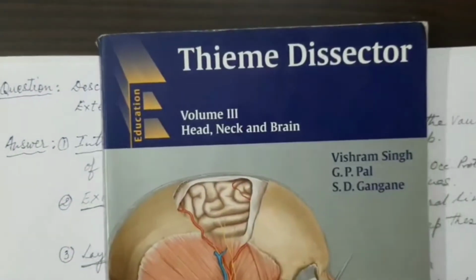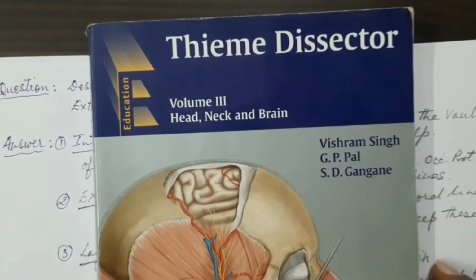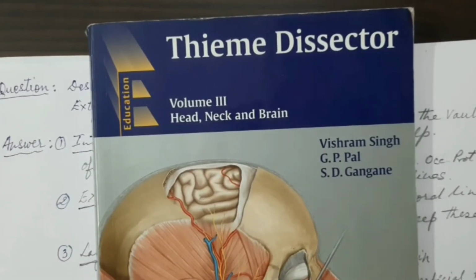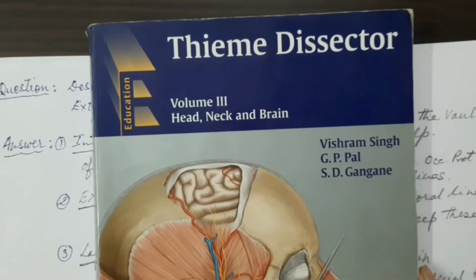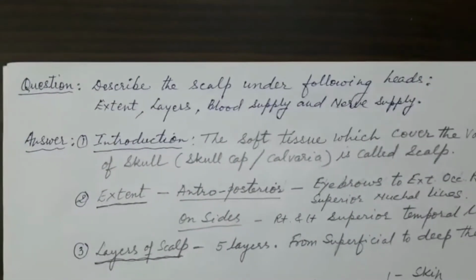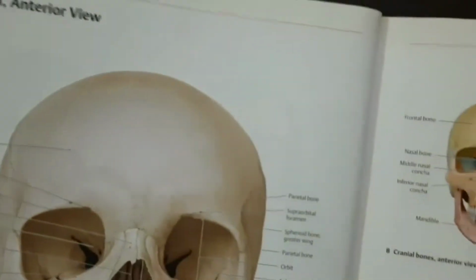For this I will use this Thieme dissector, volume 3, which is about the dissection of the head, neck and brain. I will be using some diagrams from this book to let you know which bones are covered by the scalp.